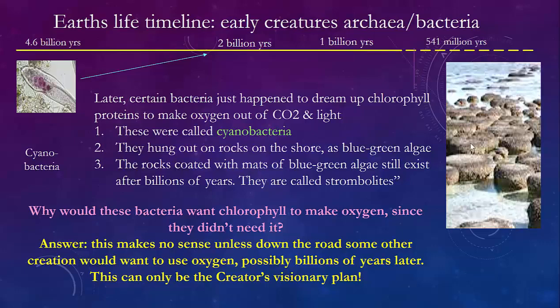So they're still around. But the question is, why would these bacteria want to make chlorophyll? Why did they dream it up? Who knows? To make oxygen, since they didn't need it. They are anaerobic. They didn't use oxygen. So the answer, this makes absolutely no sense unless down the road, some other creation, millions and billions of years later, would want to use oxygen, like us. This can only be part of the Creator's visionary plan. So 2 billion years ago, the process starts to give us oxygen and change the atmosphere.